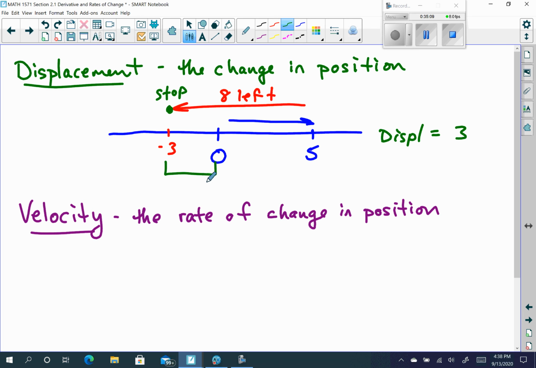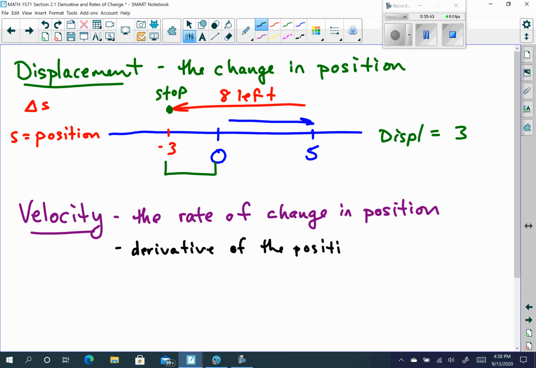Now velocity is the rate of change in position. So the notation we use here, displacement is just our change in s, that's delta s, change in position, where s or x sometimes represents our position. So velocity is just the rate of change in position, or it's a derivative of the position function. And we'll do more work with this throughout this chapter.